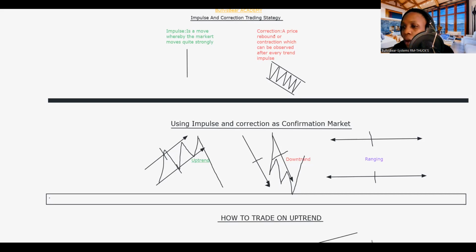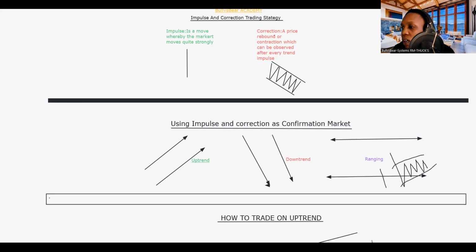So let's go further. On a ranging market, remember that we only use this strategy to confirm that the resistance is going to be opened with correction towards it. Then it's a confirmation that the market will create impulse towards the resistance. Also, the same scenario as we are going down, then we have correction towards the support. Then it's a confirmation that this support is weak. It's going to be broken with impulse.